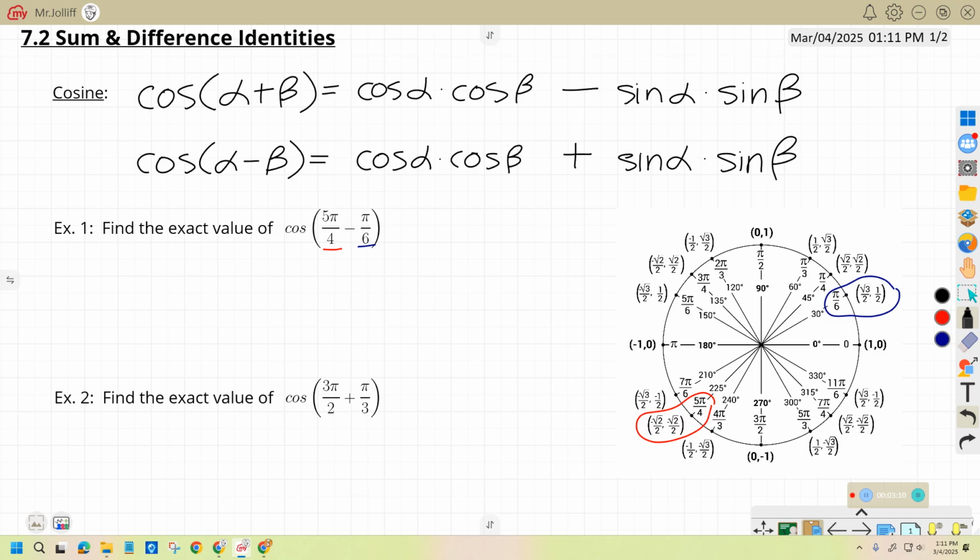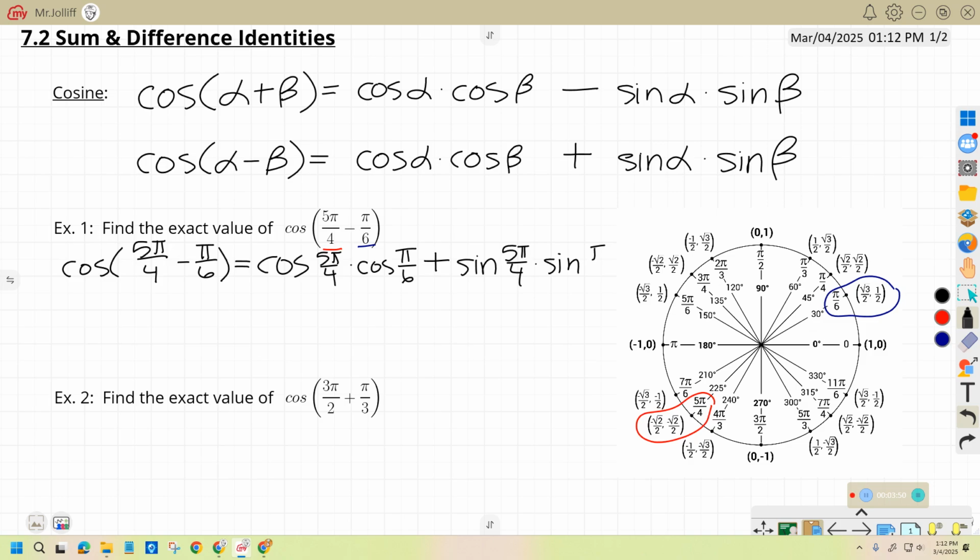So, cosine of angle 1, 5 pi over 4, minus angle 2, pi over 6. And I know the rule is cos, cos, sine, sine. And the operation between them is opposite what's in parentheses. So cos 5 pi over 4 times cos pi over 6. It started life as subtraction, so this is plus sine of 5 pi over 4, sine of pi over 6.